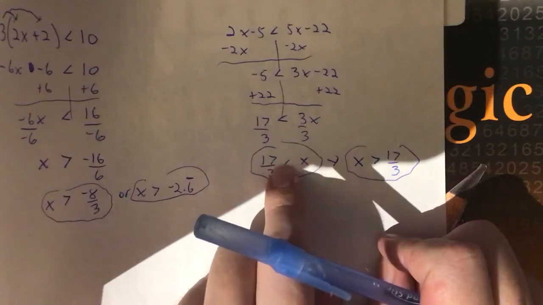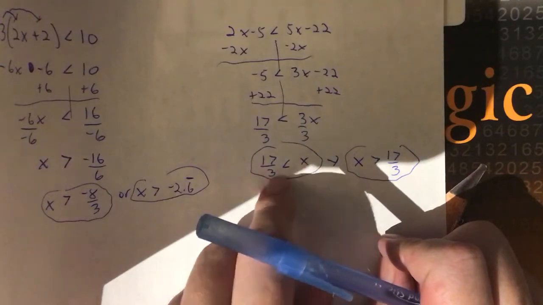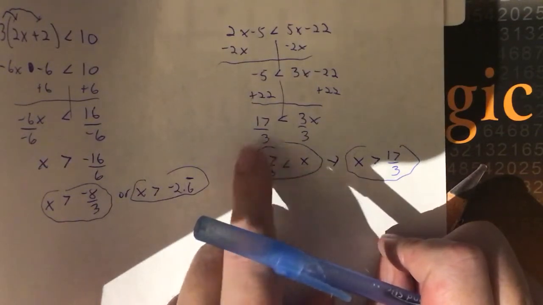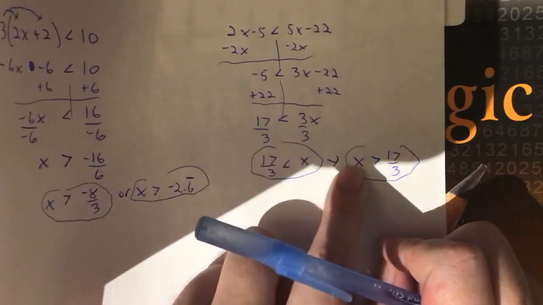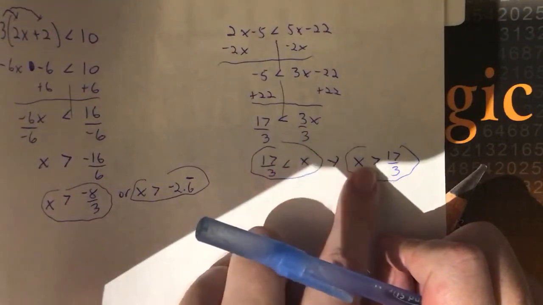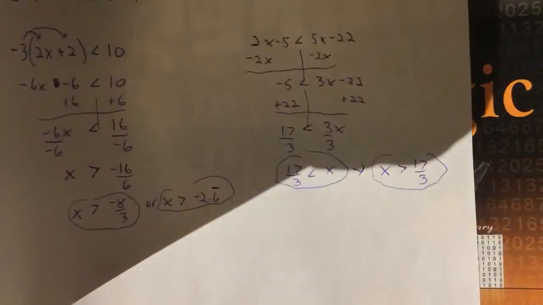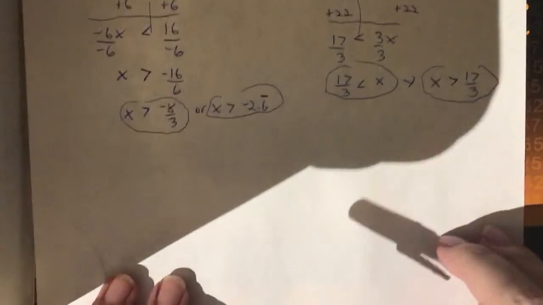Don't say x is less than 17 over 3. For example, if I substituted in 100, 17/3 is less than 100. So you have to make sure when you write the variable part first in your inequality that you flip the symbol around to match it. Everything flips. And we can leave that. That's our answer. Okay, two more.